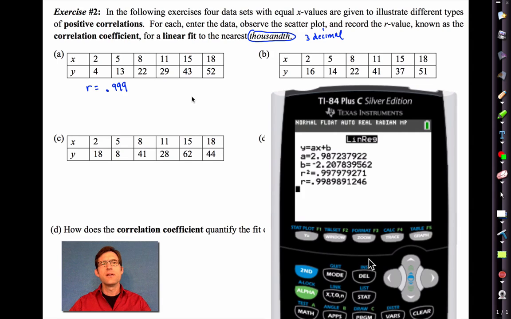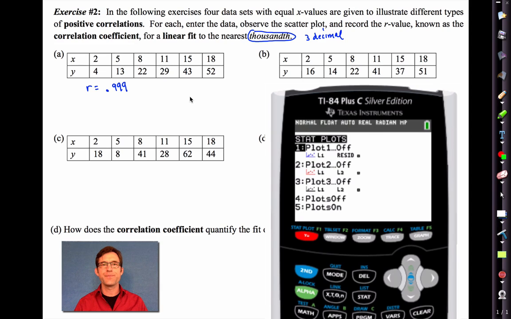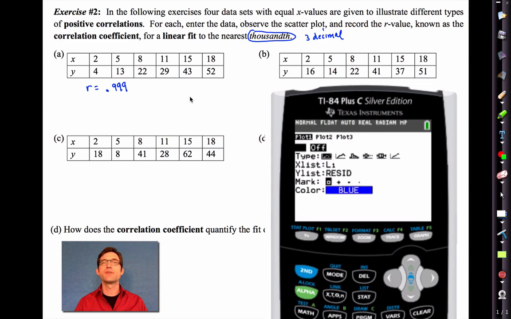Now let's see what the actual scatter plot looks like. Let's review how to do that. So what we're going to do is we're going to go into our stat plots. Now remember, to do that, what you do is you hit second y equals. Then we're going to go into stat plot 1. Okay, we're going to make sure it's on by hitting the on. Then we're going to go down. We're going to choose scatter plot, which is that first one. Then we're going to change the first thing into L1 if it isn't already. And we're going to make the second one into L2.